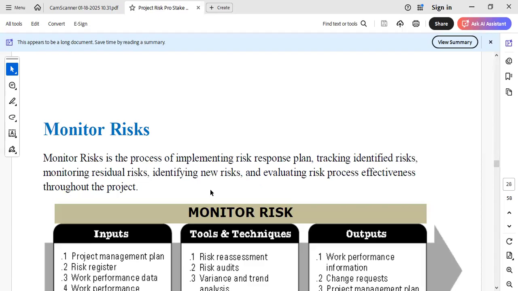And if it's not giving you the desired result, you are coming up with a change request to see how you can change that strategy, and also ensuring that you keep things in the way they should go. That is the monitoring and controlling. It's monitoring risk. It's the process of implementing risk response plans, tracking identified risk, monitoring residual risk, and identifying new risk. Like I said, monitor your residual risk.